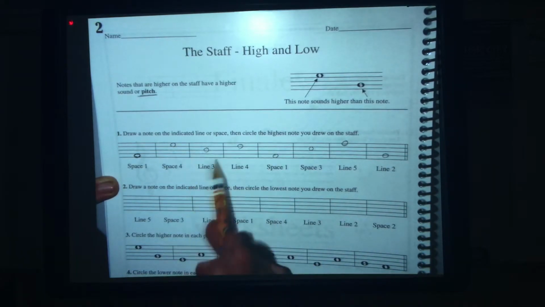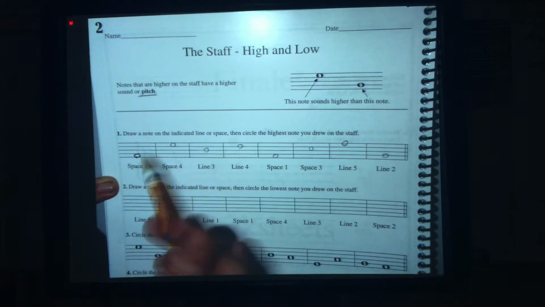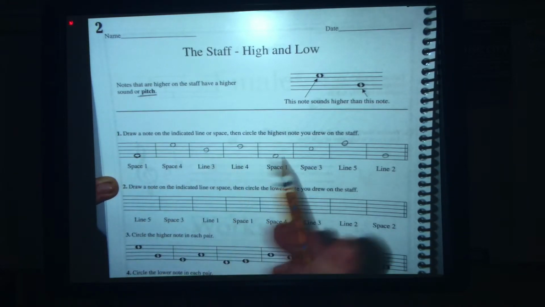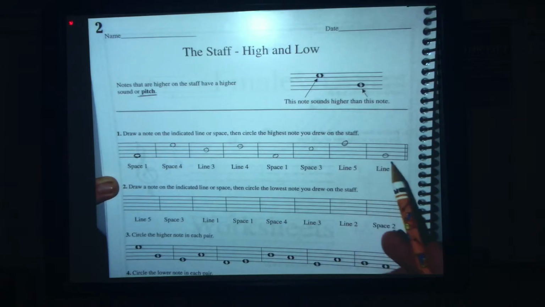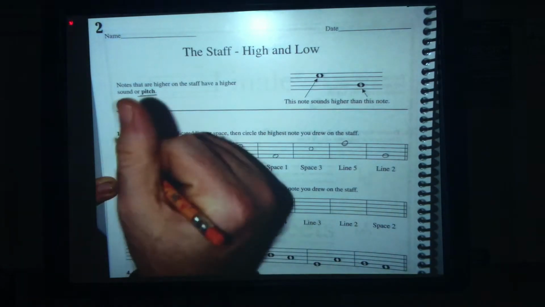Now I put them roughly in the middle of what we call a measure. Measure is this thing between here and here. Those are called bar lines. So 1 measure, 2 measure, 3 measure, 4 measure, 5 measure, 6 measure, 7 measure, and 8 measures. So we did the first one.